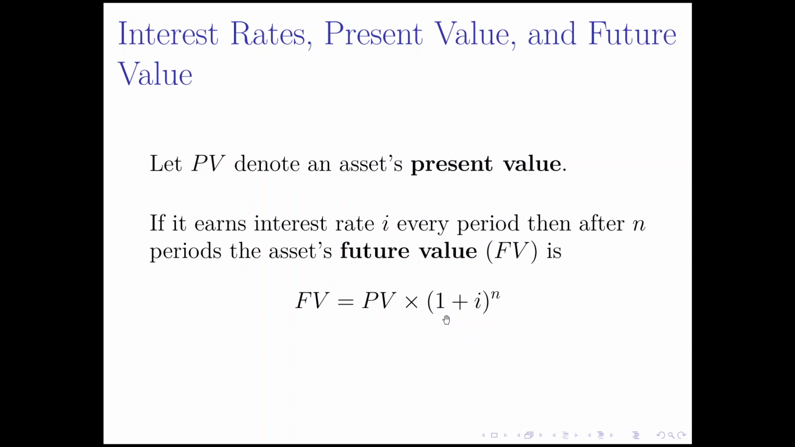And this is what happens when interest is compounding, right? Basically, you have interest that is going to be added based on the value of the asset, and then subsequently, you're going to be earning interest on the interest as well if you have this asset, right? And so that's what this captures here, since it's compounded n times by multiplying by 1 plus I to the nth power.